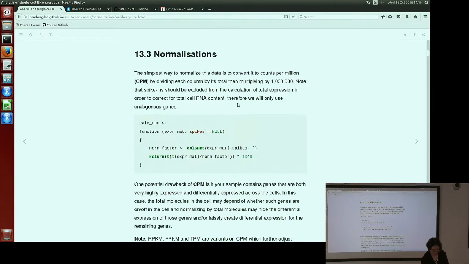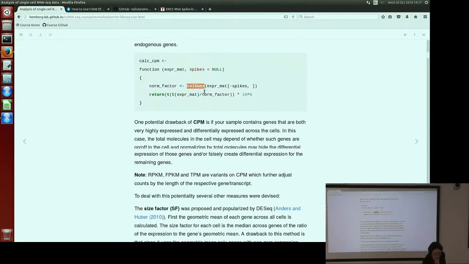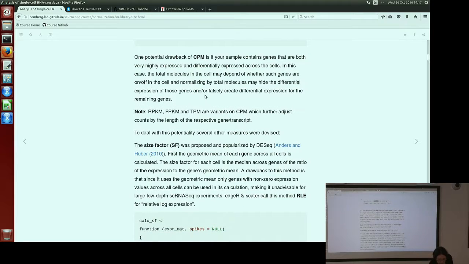There are many different ways of normalizing for library size, from bulk RNA-seq, because it's a problem for bulk RNA-seq as well. The simplest is just doing counts per million. You take the sum across the endogenous genes for each cell, divide by that, and then multiply by 1,000,000, which is very easy to do and very fast to calculate.